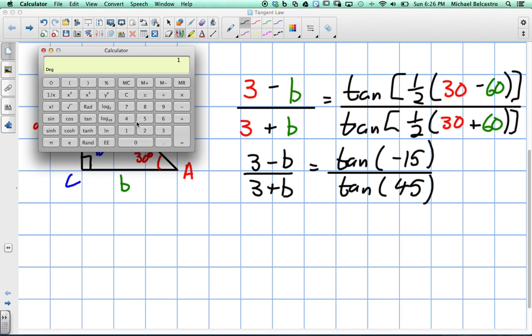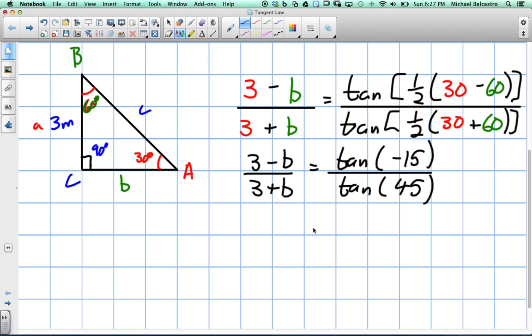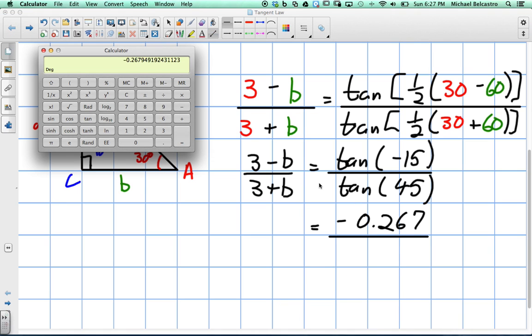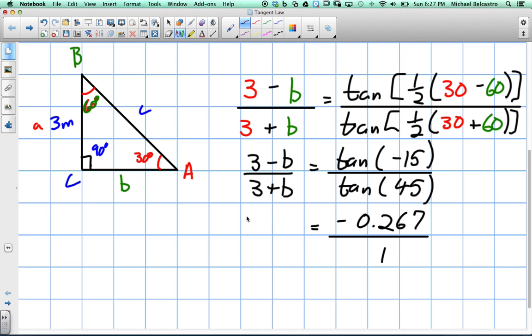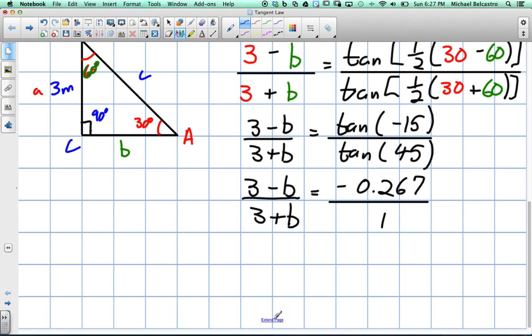Tan of negative 15 gives us negative 0.267. I think I said that wrong the first time, but that's the number we got. And tan 45 is equal to 1, which you may have already known. Because we're dividing by 1, that is essentially the value we have. It's going to be equal to 3 minus B divided by 3 plus B. So now we just go to isolating for our unknown.